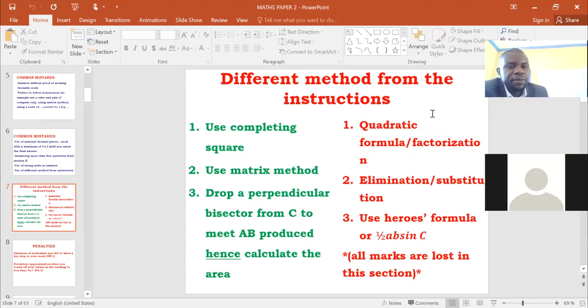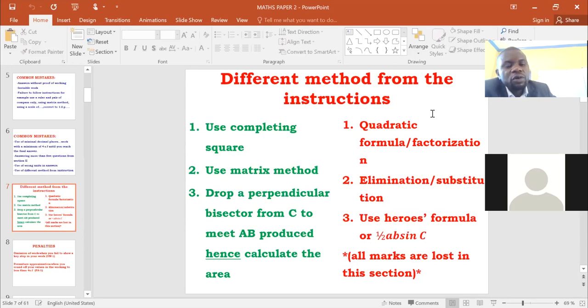If you use a different method. In quadratics, you may be asked to use a completing square method to solve a particular question, but you go ahead and use the quadratic formula or refactorize. Or in simultaneous equations, you are asked to use the matrix method, and you go ahead and use elimination or substitution.